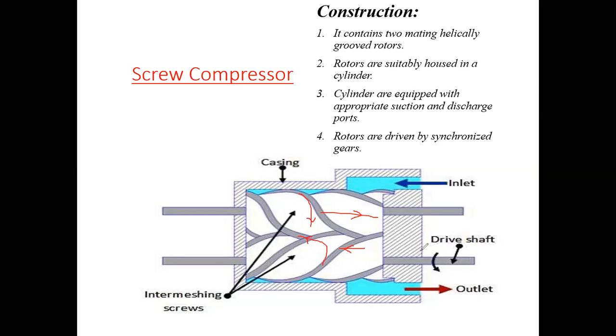So there will be some driving mechanism so that the second screw can be rotated. Timing gears will be there, and a prime mover will be provided in order to drive the first screw. A gearing arrangement is provided in order to drive the second screw. So this is how its construction is. Now we'll see the working of a screw compressor.